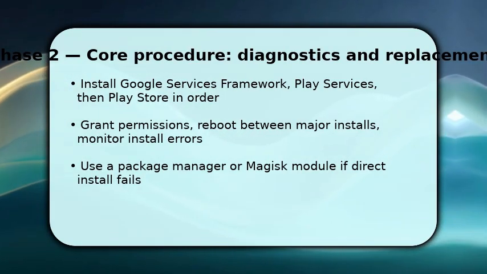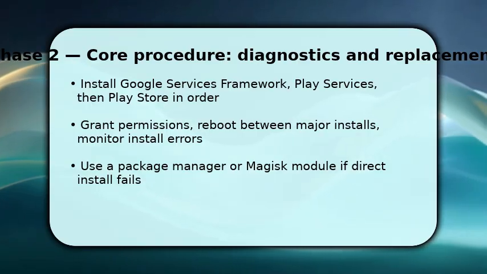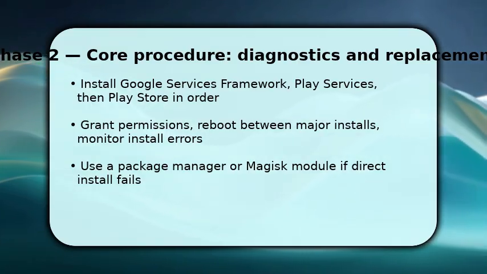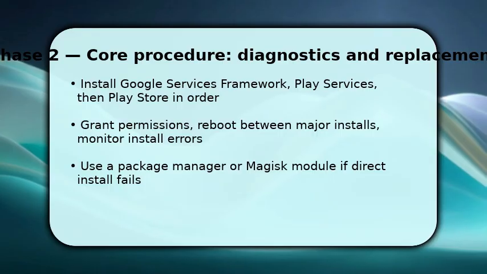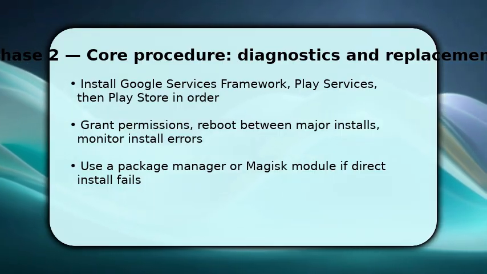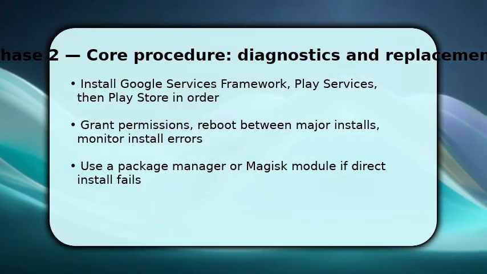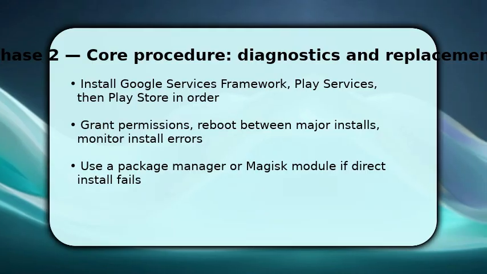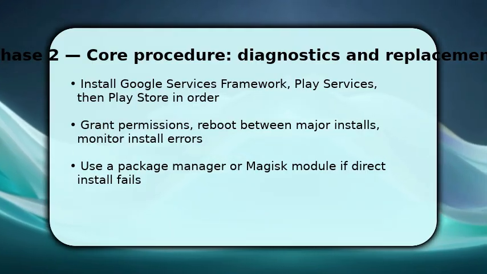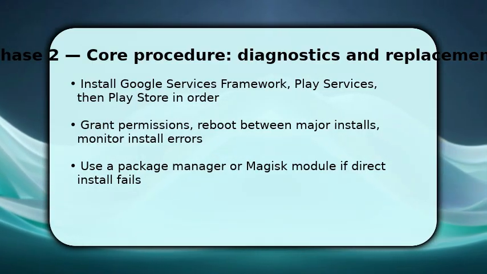After each install, grant runtime permissions and reboot the device to register services. Without reboots, background processes may not initialize. If an install fails, check for signature mismatches or conflicting Huawei microms and use a package manager or Magisk module to inject corrected libraries. Make sure versions match your OS to avoid boot loops.